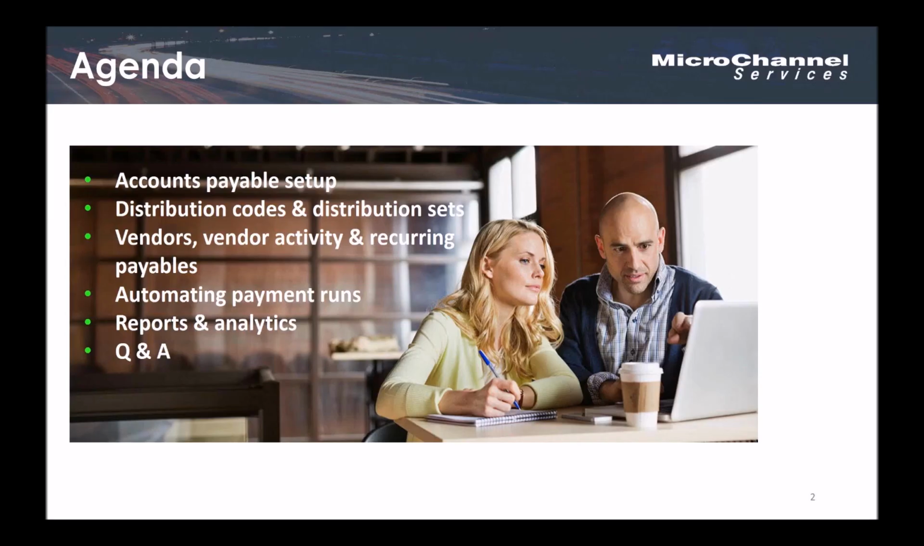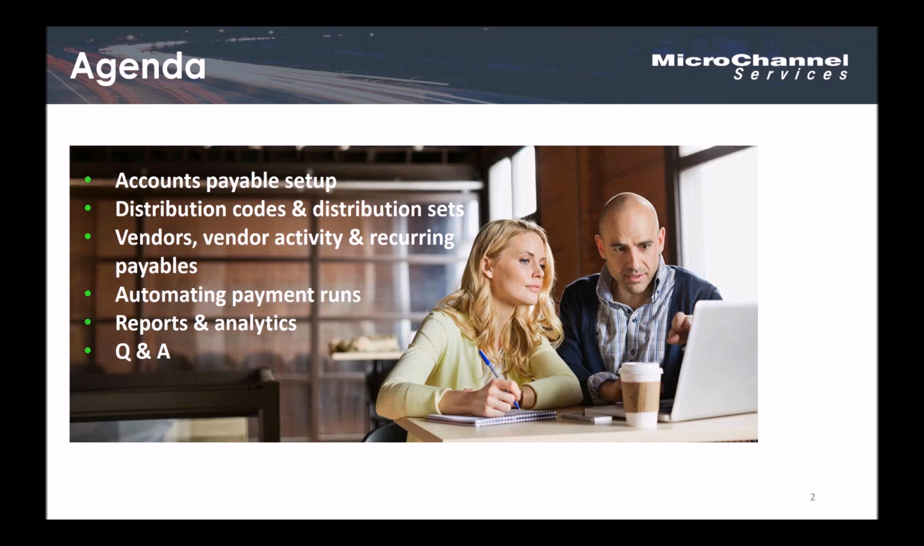So what we're going to be doing today is we're going to be looking at some of the options in accounts payable. We're going to be looking at distribution codes and sets, some of the setup areas within vendors and how that relates to activity and recurring payables. Then we'll look at automatic payment runs and some of the ways that we can use that to drive greater efficiency within the accounts payable department. And then we'll follow that up with reports and inquiries, and at the end of the session, as usual, there'll be an opportunity for you all to ask questions.